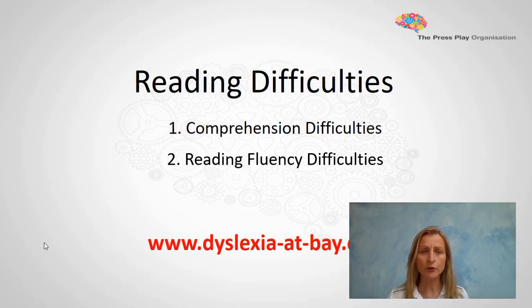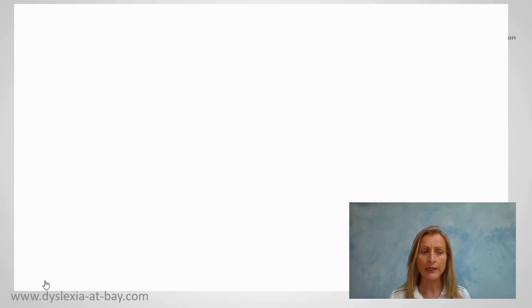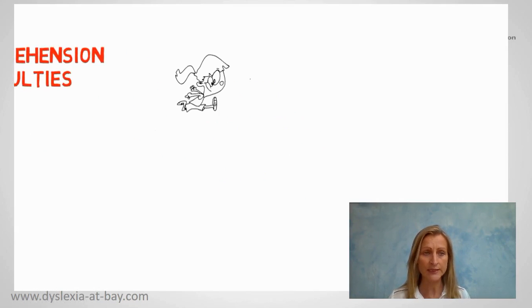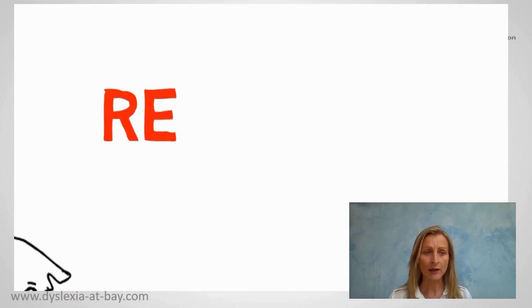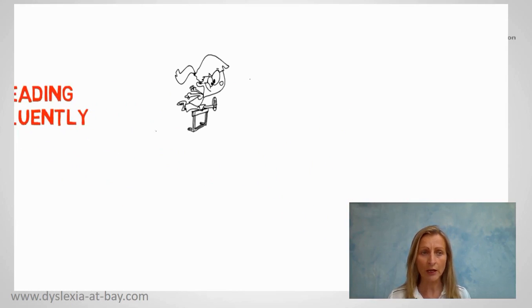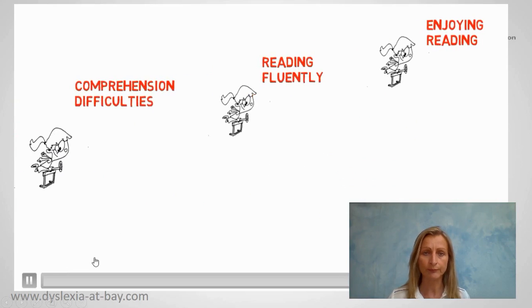In this section, we're going to look at reading difficulties again. Earlier we dealt with comprehension difficulties, but now we're going to look at reading fluency difficulties. So basically, as we mentioned earlier, there are three key hurdles in reading difficulties. Firstly is the comprehension difficulties, which we dealt with in the previous section. Secondly, are reading fluency difficulties that we're going to deal with in this section. And once we get over the first two hurdles, then we can look at enjoying reading.